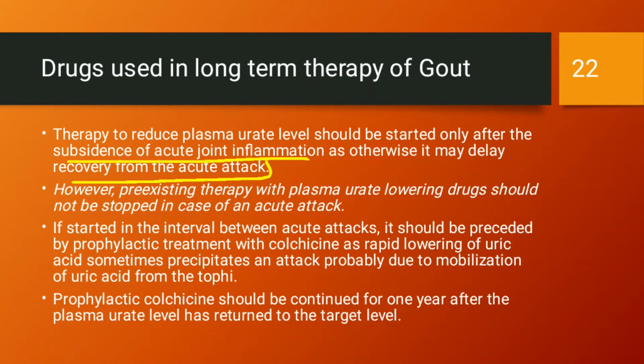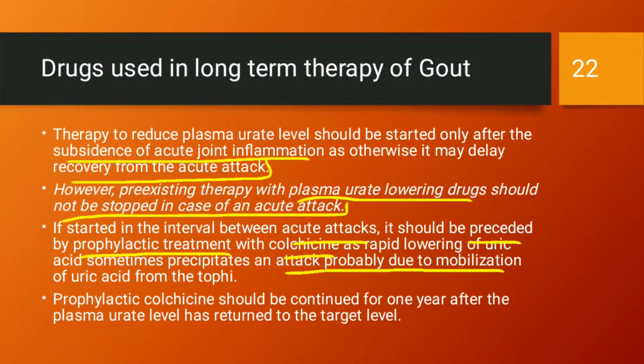However, pre-existing therapy with plasma urate lowering drugs should not be stopped in case of an acute attack. If started in the interval between acute attacks, it should be preceded by prophylactic treatment with colchicine, as rapid lowering of the uric acid sometimes precipitates an attack, probably due to mobilization of uric acid from the tophi. So even if we start with this therapy, we should not stop the colchicine, as there is a probability that as the uric acid levels go on decreasing, whatever uric acid is deposited in soft tissues as the tophi will be released into the circulation and mobilized again into the joints, and again give rise to an acute gouty arthritis attack.